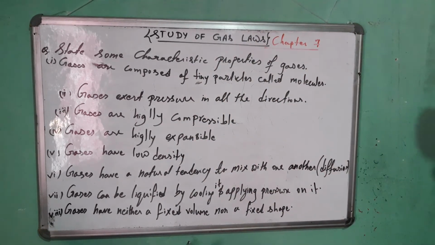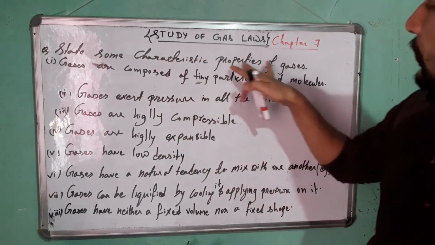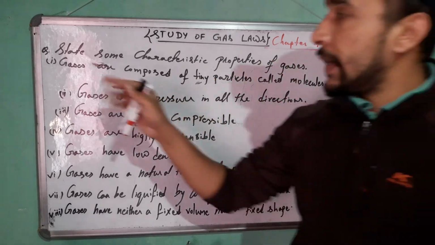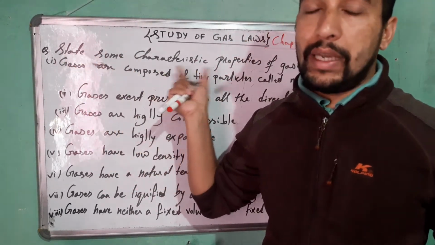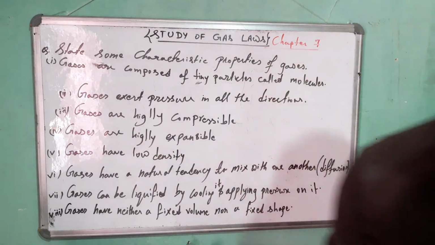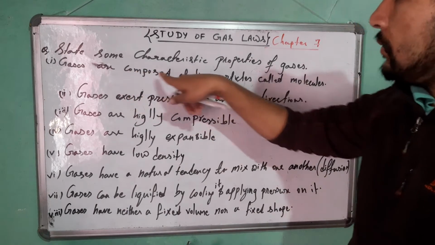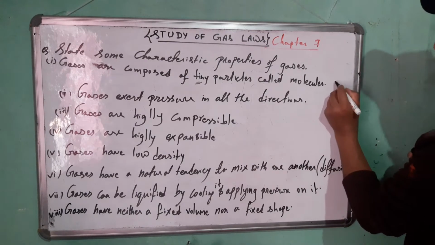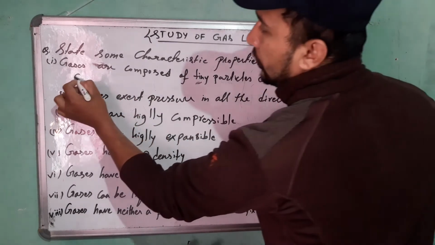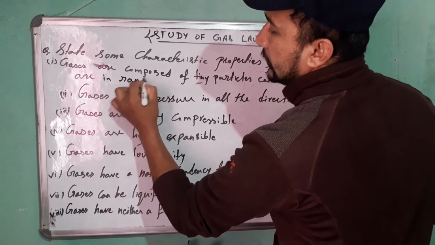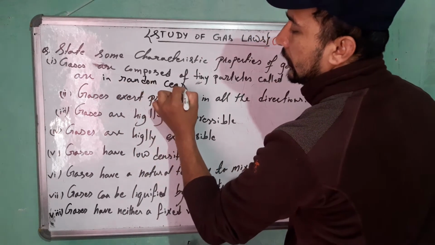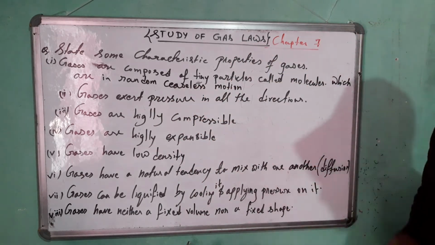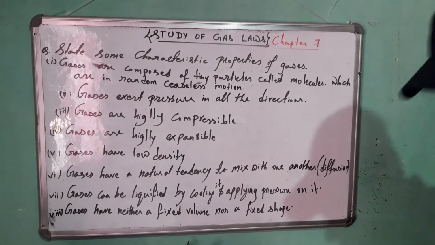First of all, you write one question: state some characteristic properties of gases. And in the answer, write down: some characteristic properties of gases are, number one, gases are composed of tiny particles called molecules, which are in random, ceaseless motion. First property is this. Gases are composed of tiny particles called molecules.